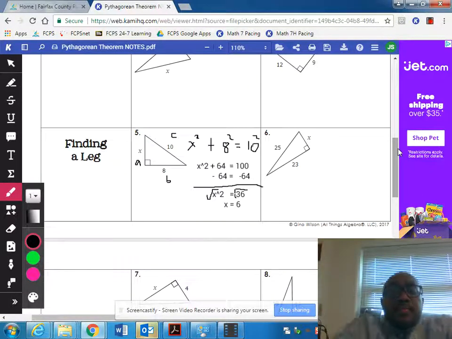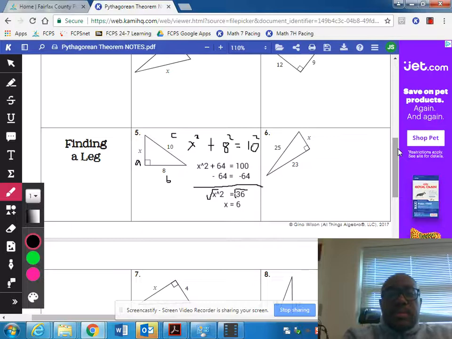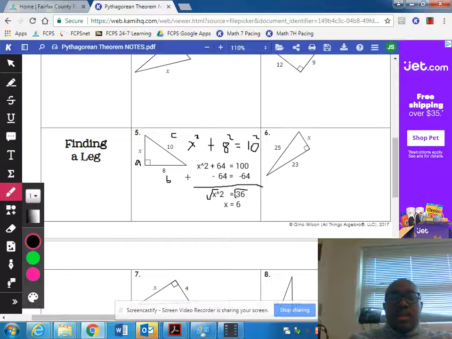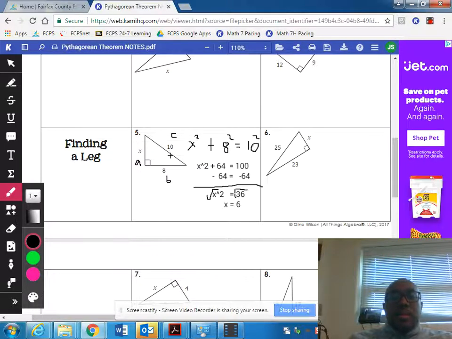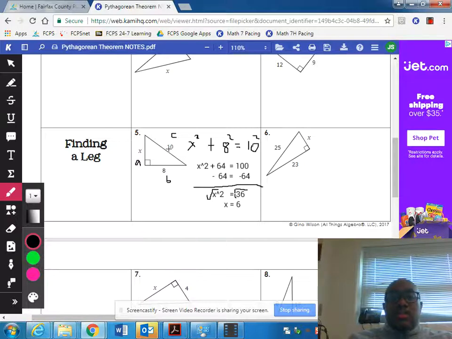Let's do another example. Let's look at number 5. On number 5, side A is x, side B is 8, and the hypotenuse is 10. One thing I didn't say, just as a quick reminder, is that the hypotenuse is always the side that is across from the right angle. So clearly in this example, we're trying to find one of the legs.